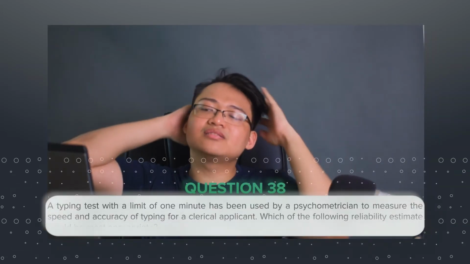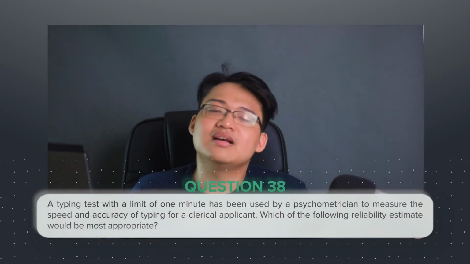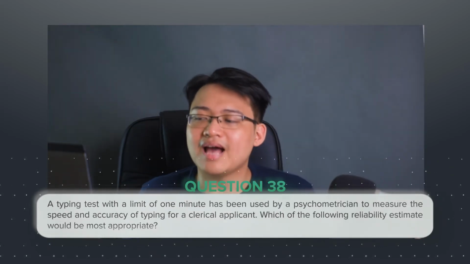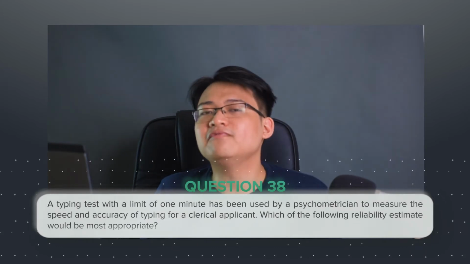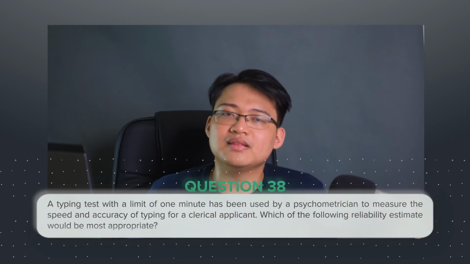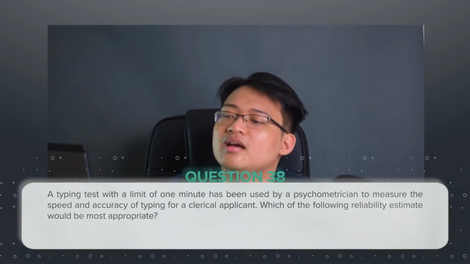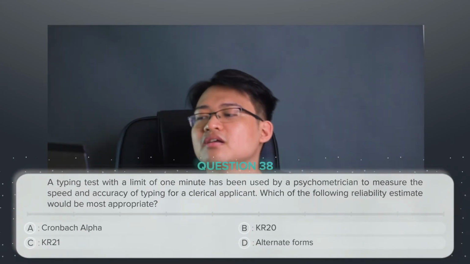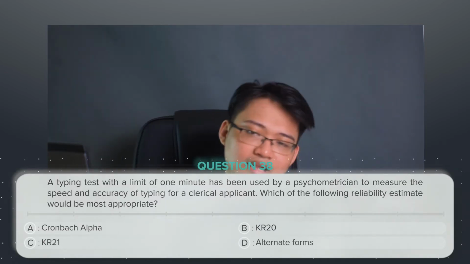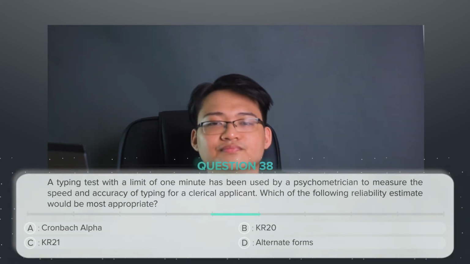A typing test with a limit of 1 minute has been used by a psychometrician to measure the speed and accuracy of typing for a clerical applicant. Which of the following reliability estimates would be most appropriate? A. Cronbach's alpha, B. KR20, C. KR21, or D. Alternate forms.